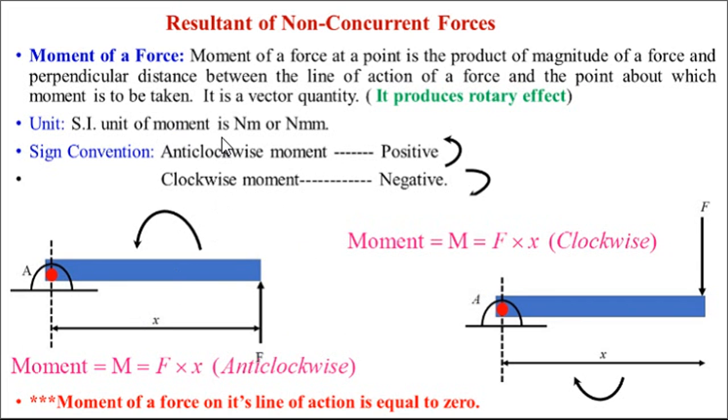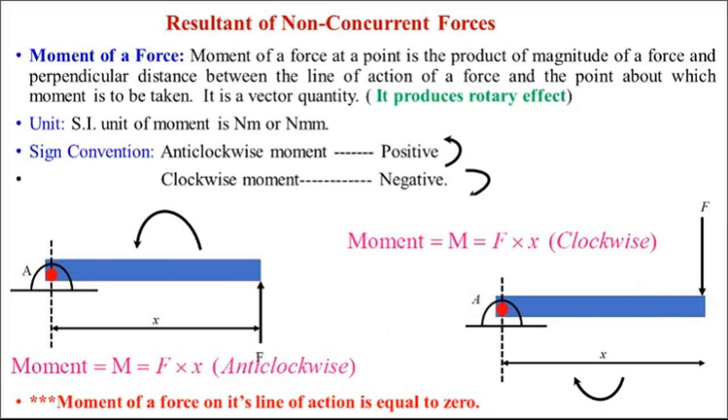And moment has a unit: Newton meter, Newton centimeter, Newton mm. And you know that moment causes a rotatory effect on the body. So here this moment will be F into X. It is rotating anti-clockwise about A, so anti-clockwise moment we are going to take as positive, and clockwise moment we are going to take as negative.